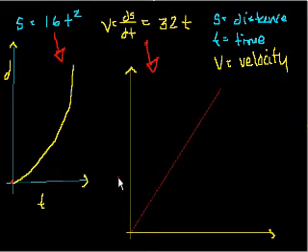Well, let's look at this. Let's assume that we were only given this graph, and we said, this is the graph of the velocity of some object.